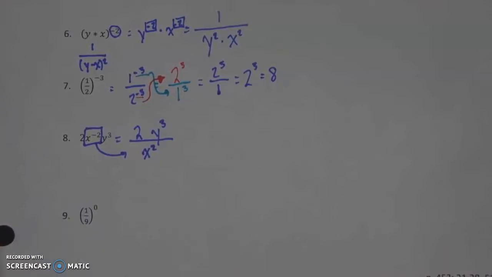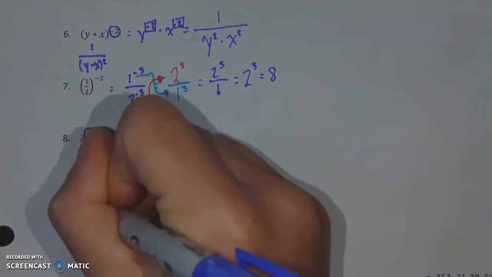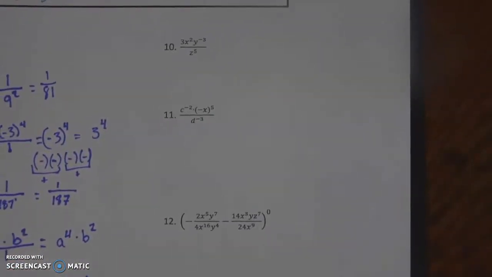9 is 1/9 to the 0. Guess what? No work necessary here, because anytime something's raised to the 0 power, it's just 1. And I'd be done. But, of course, there are still some more to do.